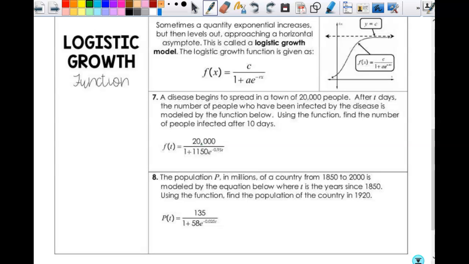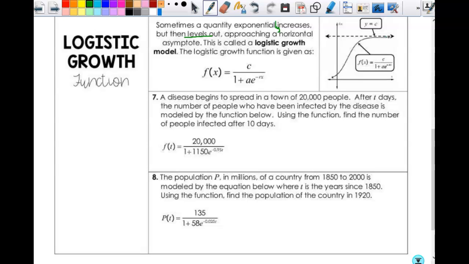So it says sometimes a quantity increases exponentially, but then levels out, approaching a horizontal asymptote. This is called a logistic growth model. The logistic growth function is given as this. So the asymptote is c, y equals c. So that's where it has to level out. Like, you're not going to get any more than that. We'll talk about why that is, and then we can substitute the rest in.